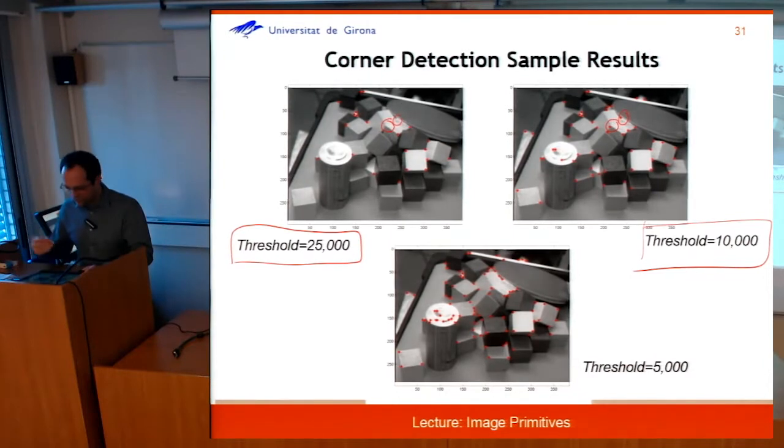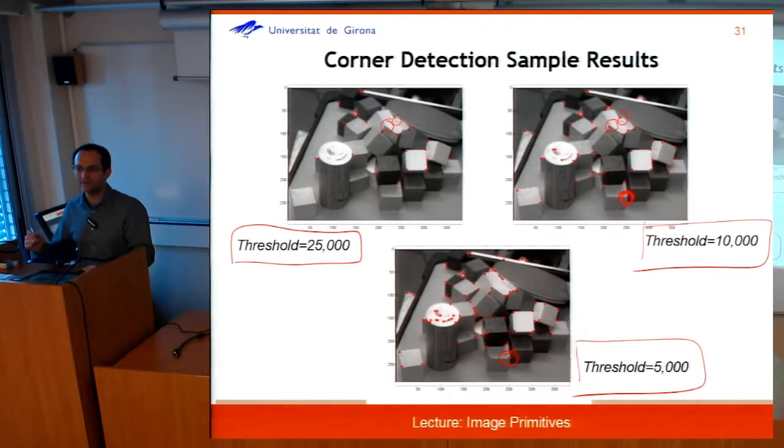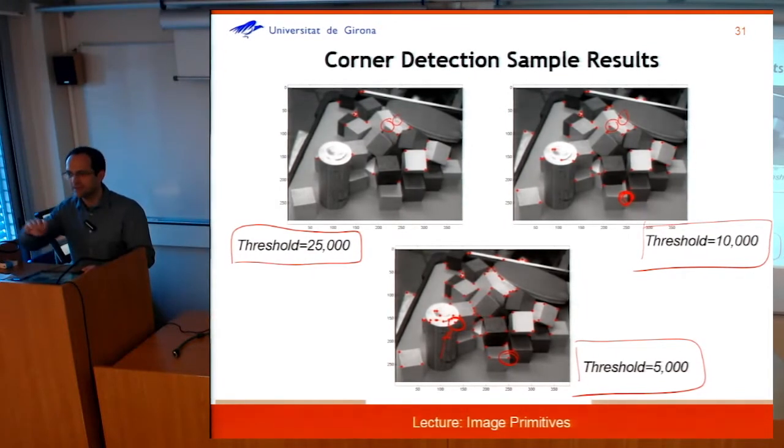Depending on the threshold, if I apply a threshold of 5,000, there were corners that were not detected before. For instance, look at this one here. This was not detected, and here it is detected when I set the threshold to 5,000. But if I lower the threshold, funny things start happening. Look at this one here. Due to noise, this point is appearing here. I would never say that this point is a corner, because it's on an edge that has a given curvature.